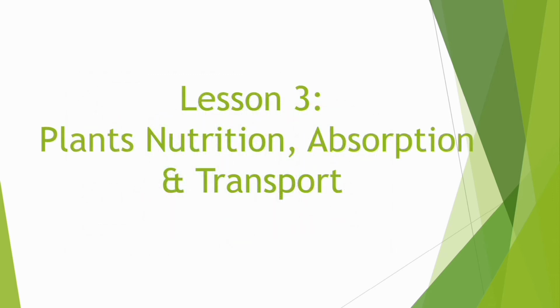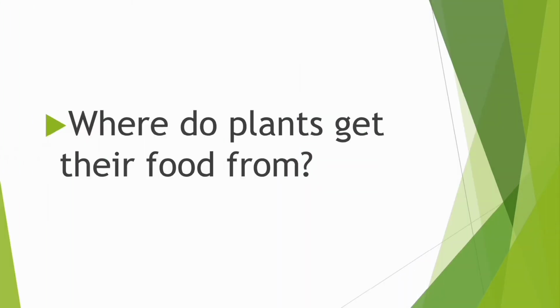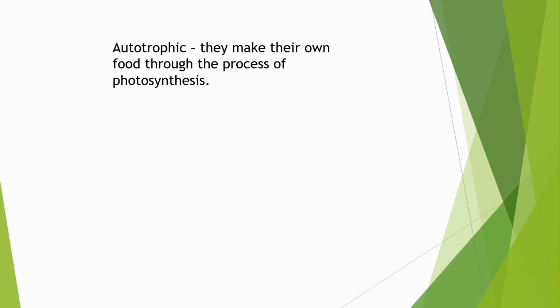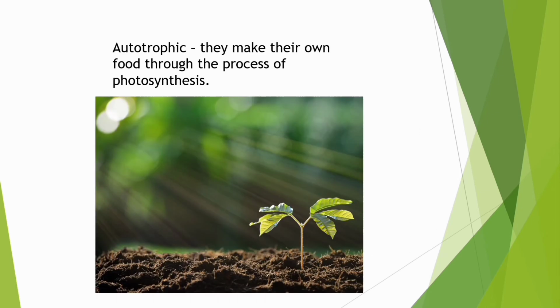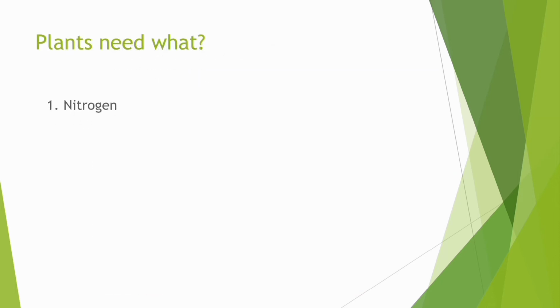Topic 3 is about plant nutrition, absorption, and transport. Nutrition. Where do plants get their food from? Plants are autotrophic. That means they make their own food through the process of photosynthesis. Here are some nutrients that plants need to grow fast and healthy.